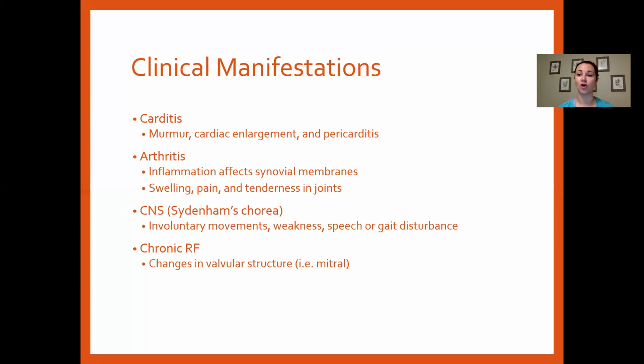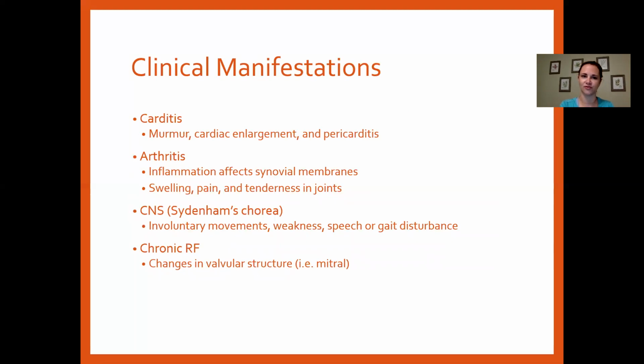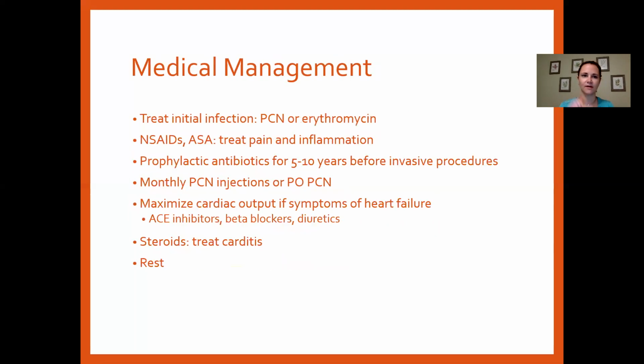Or in chronic rheumatic fever, then those changes to the valvular structure, which we talked about in the previous slide, can cause some long-term insufficiency of the heart and can lead to heart failure. So again, remember, we're really concerned with what it does to the heart in this chapter, but it can also affect the skin, joints, and central nervous system as talked about here.